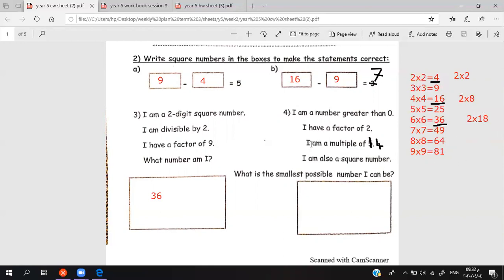Okay, so the 4, the 16, the 36 are all square numbers. They are multiples of 4, answers of timetable 4. Would they have factors of 2? What is the smallest possible number I can be? So which one is the smallest of them? It is the 4. Okay. Sorry about these 2 mistakes, guys.